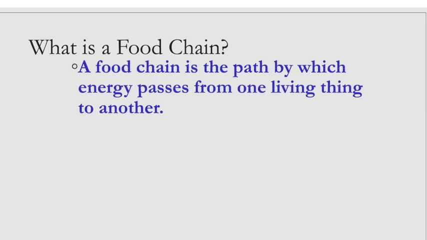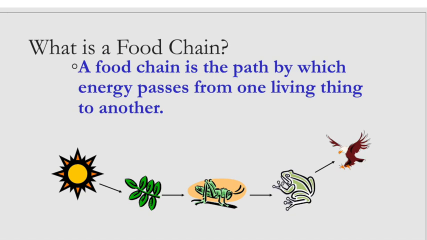So what is a food chain? A food chain is the path by which energy passes from one living thing to another. So the example that I have on the screen, you have the sun, flower or leaves, the grasshopper, the frog, and then you have an eagle. So a food chain is able to show you how energy is leaving the sun and how it transfers all the way through those different organisms to the eagle.